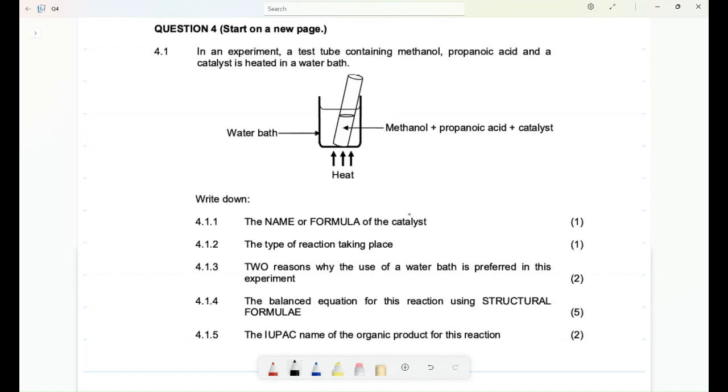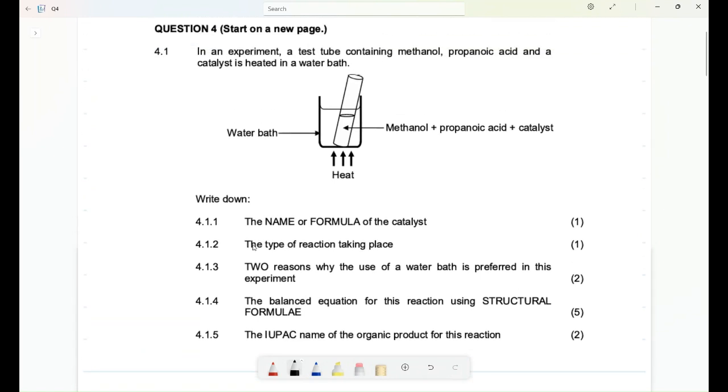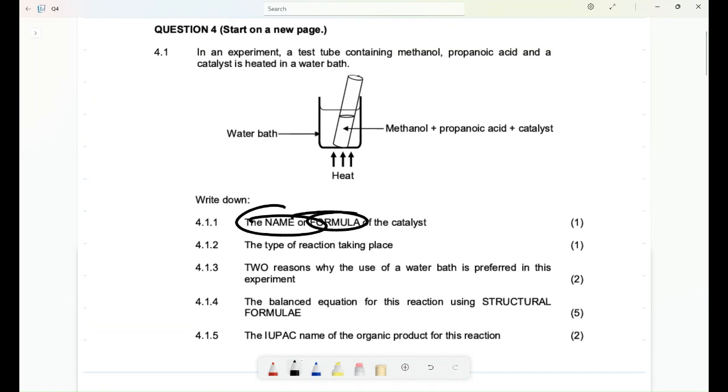In case you have future papers, maybe in life sciences, we don't know. In Grade 12 we no longer do experiments that include this, but even here they can ask you. 4.1.1 says write down the name or the formula of the catalyst. The catalyst I talked about is the one we are going to use for the esterification process. I'm sure this is esterification.